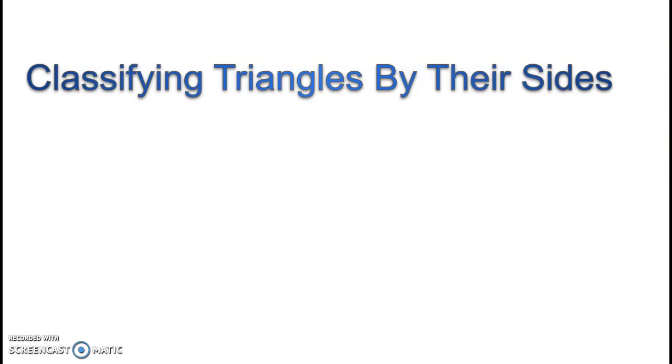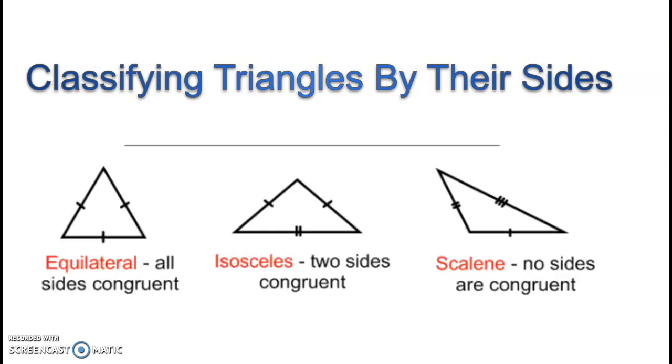So that is how we classify triangles, by their sides. As a review, an equilateral triangle means that all sides are congruent, and you can see there's the same type of tick on each side. An isosceles triangle means that only 2 of the sides are congruent, and that will have the same amount of tick marks, and the third one will have a different amount. So that's an isosceles triangle.